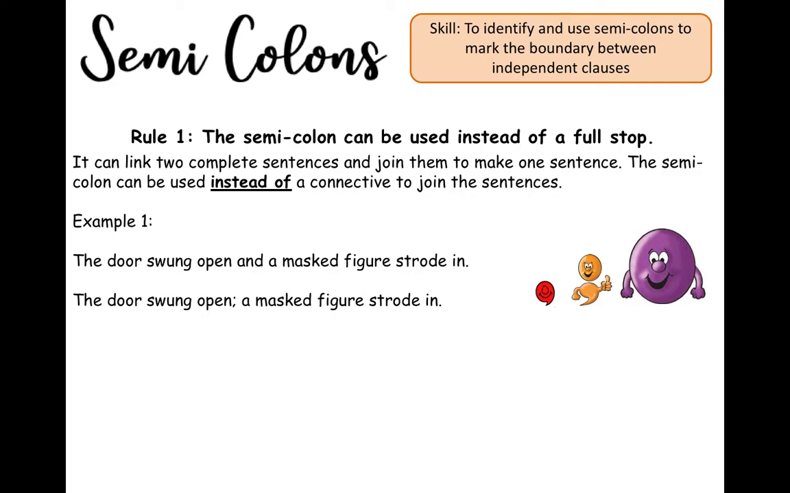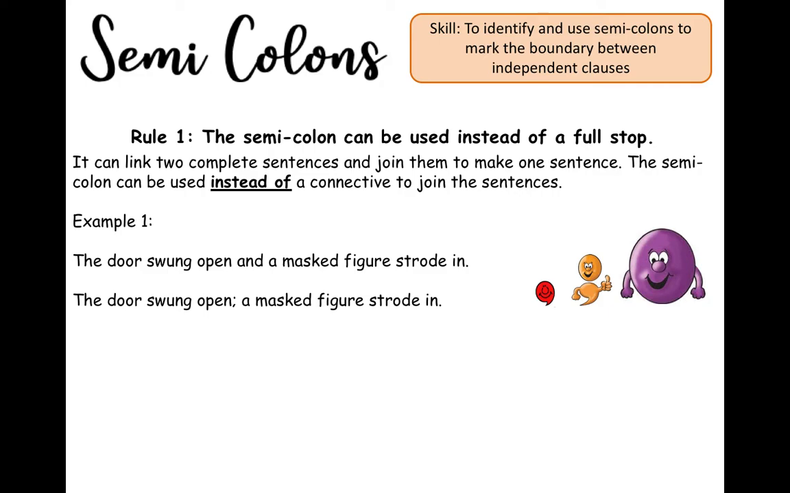So in example 1, if we have a look at this original sentence, the door swung open and a masked figure strode in. We've got the two simple sentences, the door swung open, a masked figure strode in, and we're using the connective and to join them. Now, if we're going to use a semicolon instead, you're replacing that connective, you're replacing the word and you're using the semicolon. So, as we've adjusted that sentence, it's now, the door swung open; a masked figure strode in. It's stronger than a comma.